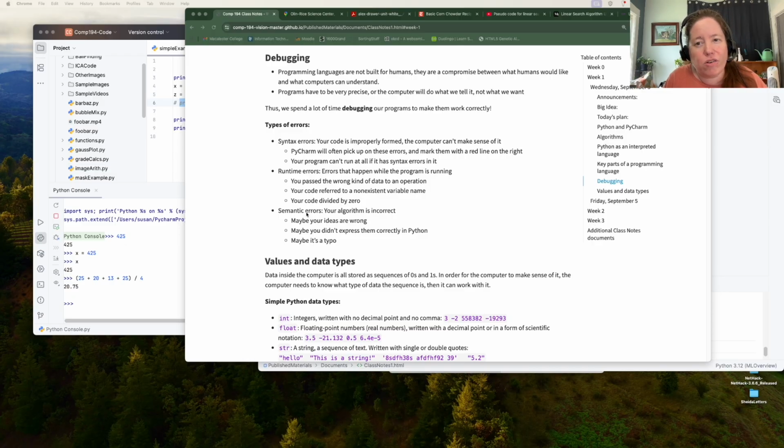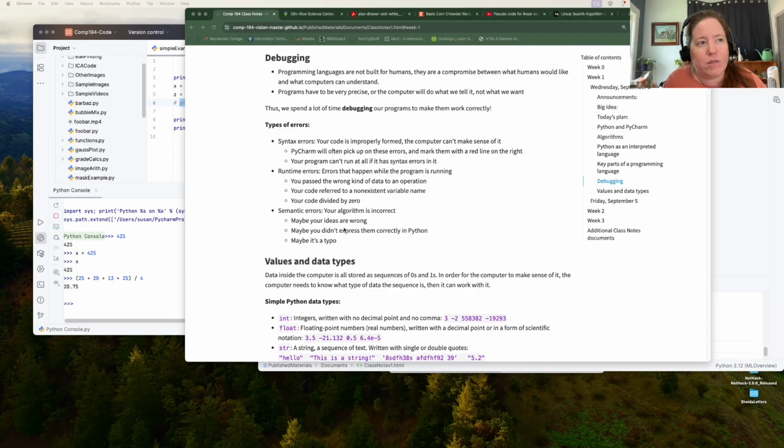So semantic errors, the first two categories, syntax and runtime errors, those generate error messages: your program stops and says something went wrong here, and it tells you what it can about what was happening when the error took place. With semantic errors, your program may run and end without any errors being generated. It just produced the wrong answer. So there's a difference between running without any errors and being correct. And that's where semantic errors sit.